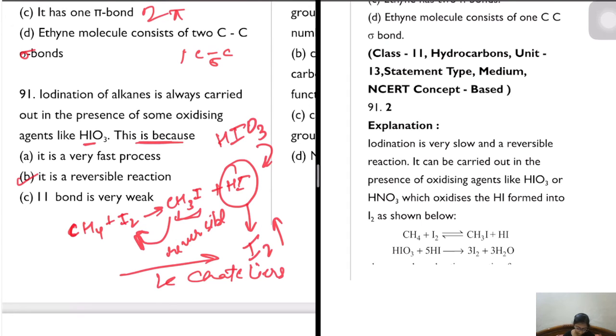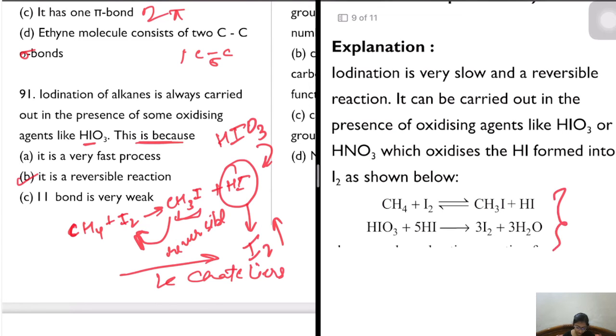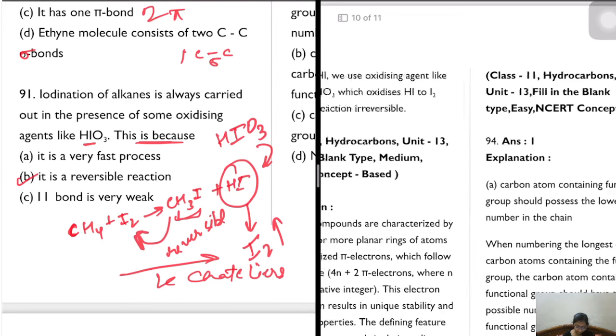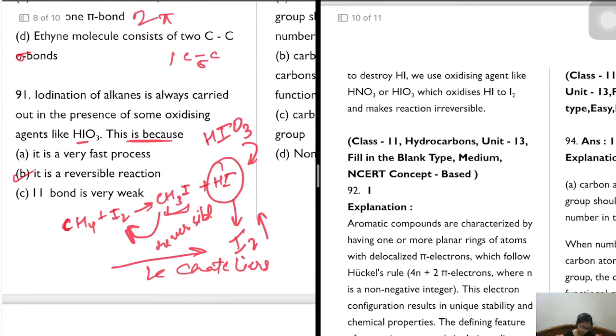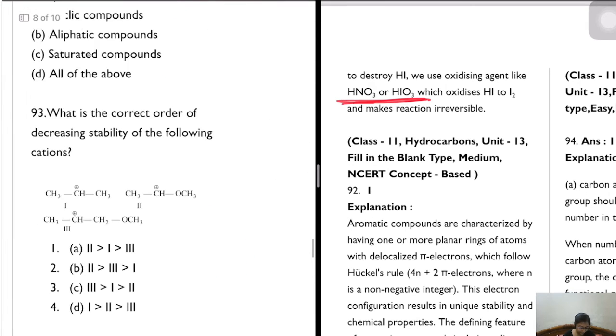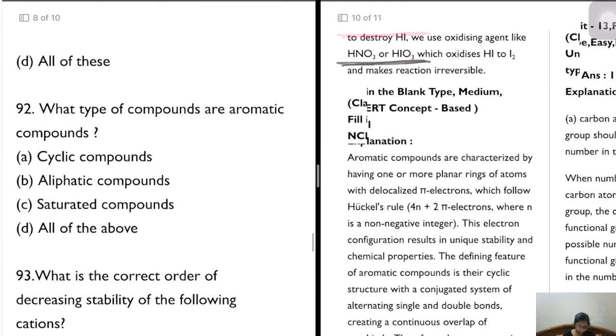See, these are the reactions. HIO3 oxidizes HI to give I2, which is volatile. Or HNO3 also we can use. This is also an oxidizing agent. Let's see the next question.